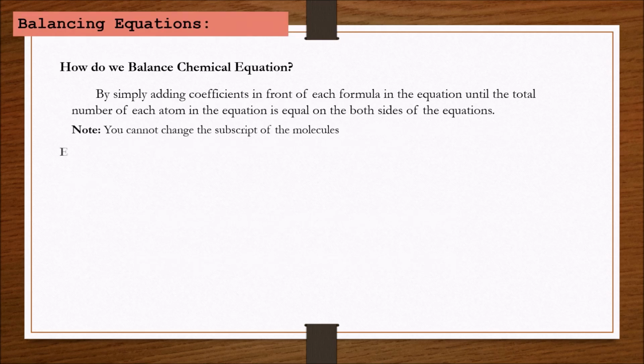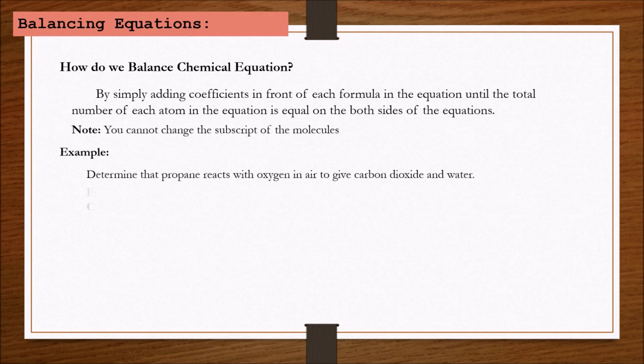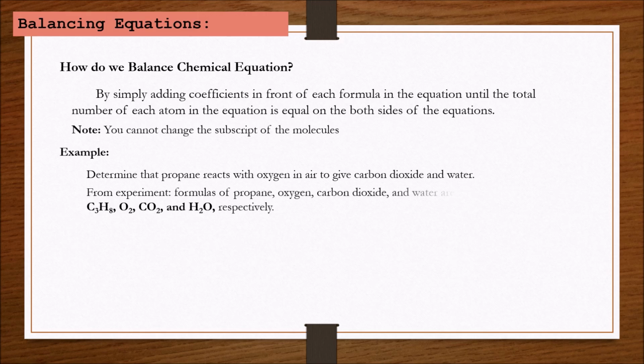Now let us go to balancing chemical equations. Before we can really use chemical equations, we have to first balance them. We do this by adding coefficients in front of each formula in the equation until the total number of each atom in the equation is equal on both sides. Also, note that you cannot change the subscript of the molecule, for that is what makes the identity of the molecule. If you change that, then it will become a different molecule.